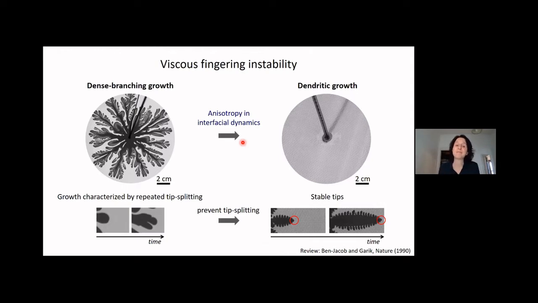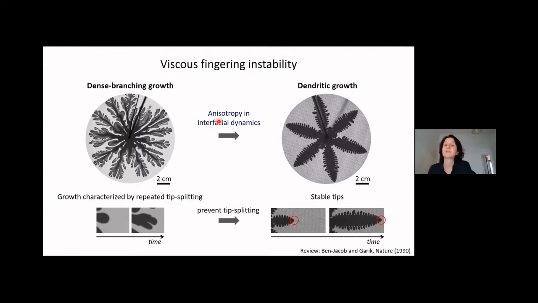If I take the same two fluids under the same conditions, but now in the presence of anisotropy, and I'm going to tell you in a second how we actually do that, we see that the pattern transitions to a very different type of growth, one that is characterized by global symmetries, and that is characterized by stable tips that never tip split. And this pattern belongs to the class of dendritic growth.